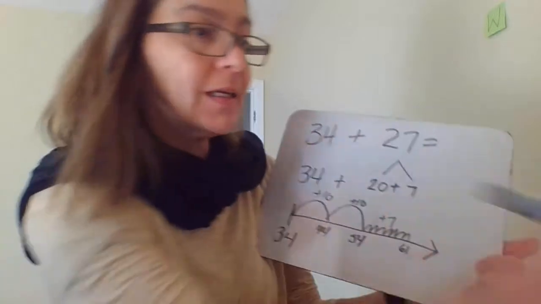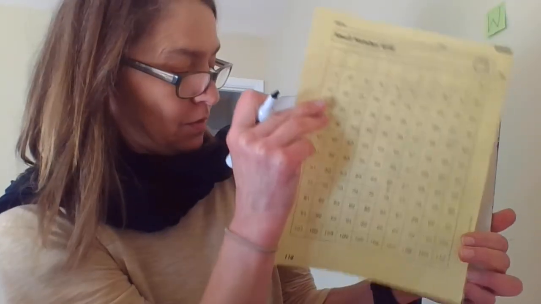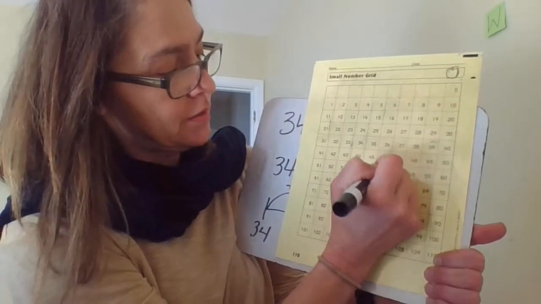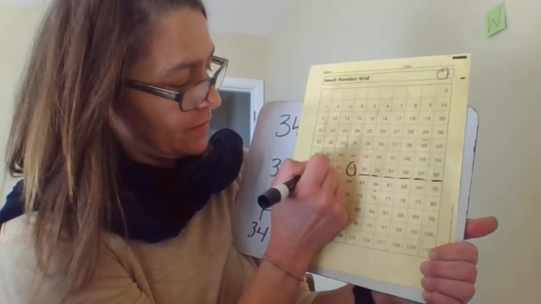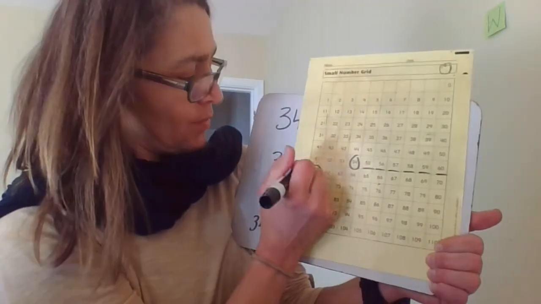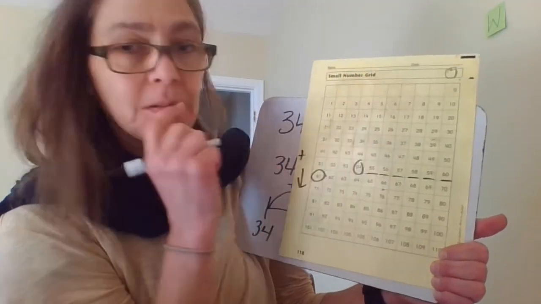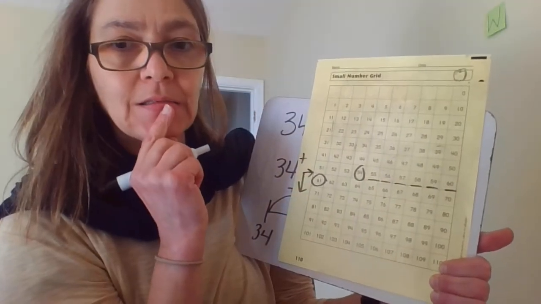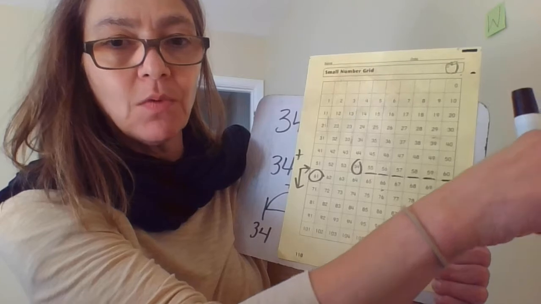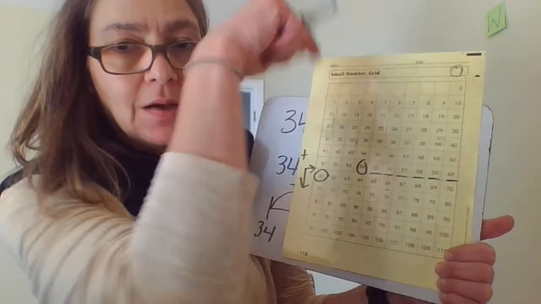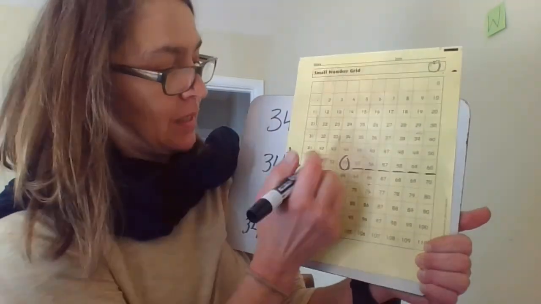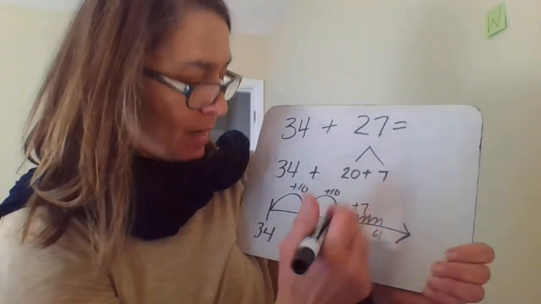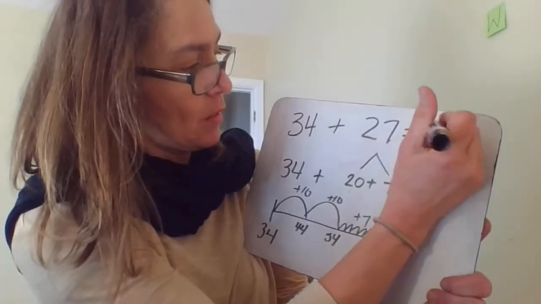Okay? And for the ones part, you can go ahead and use the number grid, 54. Double check your work. 1, 2, 3, 4, 5, 6, 7. Remember, on the number grid, when you go down, you're adding. And when you go across, you're also adding. Across is adding by ones. And down a whole row is adding by tens. And I went across. All right? So my answer is 61.